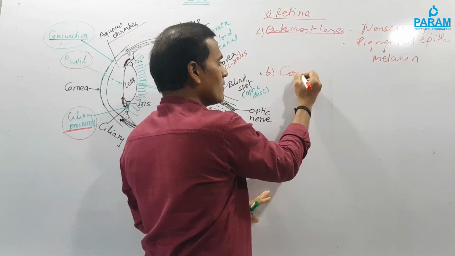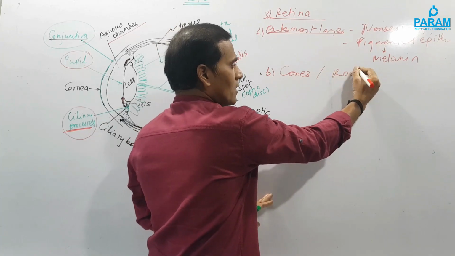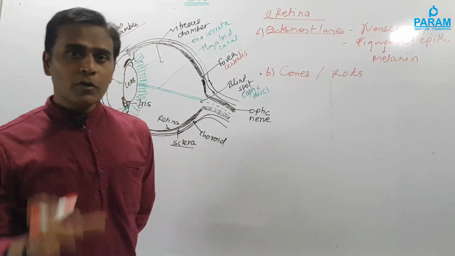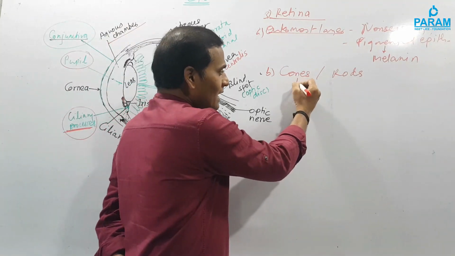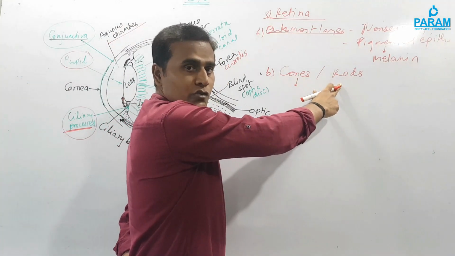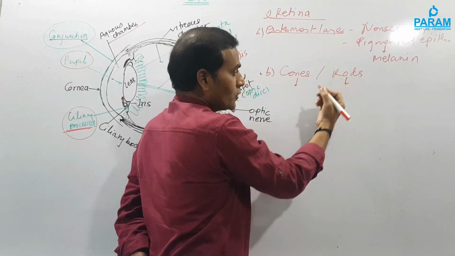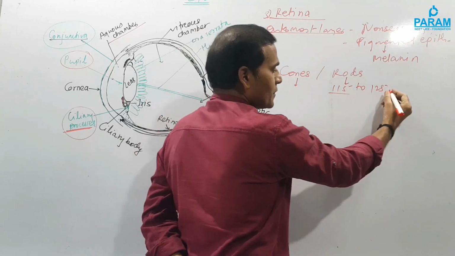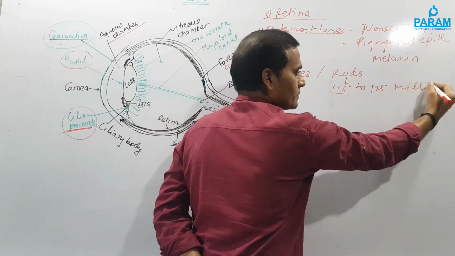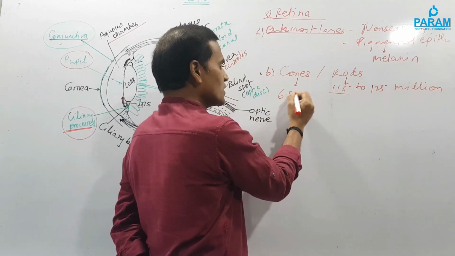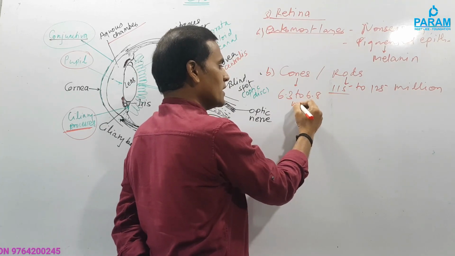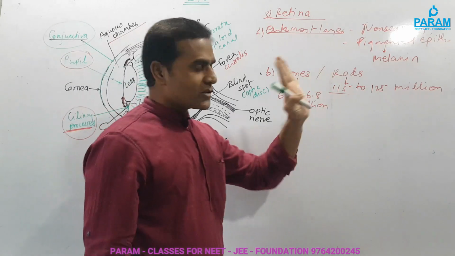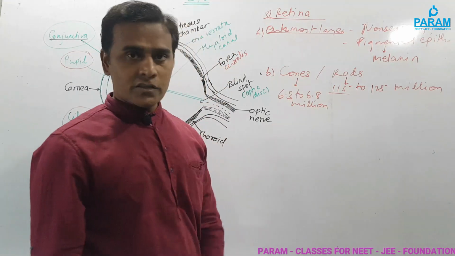B layer is made up of cones and rods. Now, cones and rods, these names are given because of their shapes, right? So, cones are less in number in comparison to rods. Rods are numerous, and the quantity of which is 115 to 125 million, and cones are around 6.3 to 6.8 million in your eyes, right? That means proportion we can take around 15-16 times rods are more in comparison to cones.